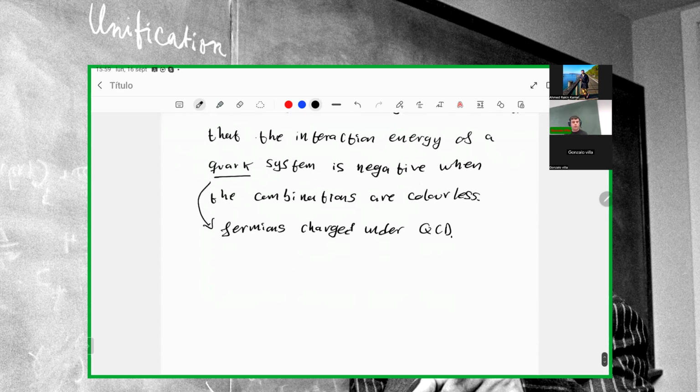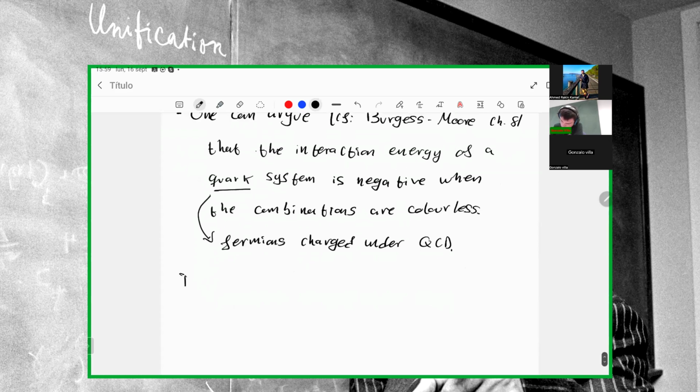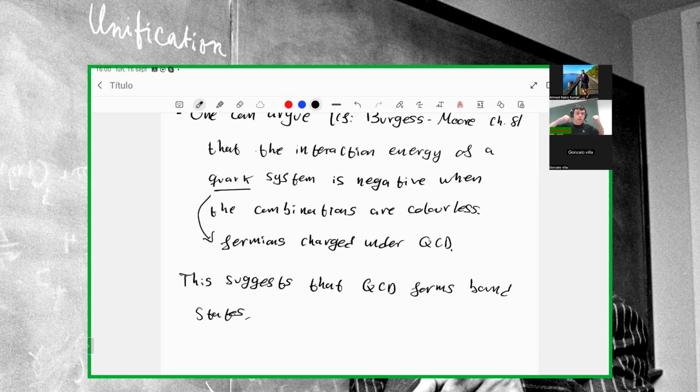So what happens if I put all of these facts together? Well, this suggests, first of all, that QCD forms bound states. Why? Because if the interaction energy is negative, then the energy of the bound state is smaller than the energy of the isolated system. And nature tends to be lazy, it tends to reduce energy. So the combined system, the bound state is energetically preferred, and this is what will happen. The same story happens for planetary orbits or for the atom. So QCD forms bound states, and these are furthermore colorless.